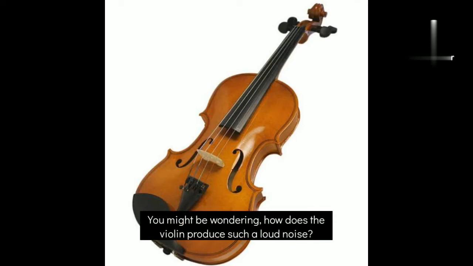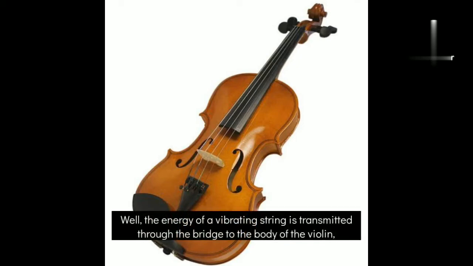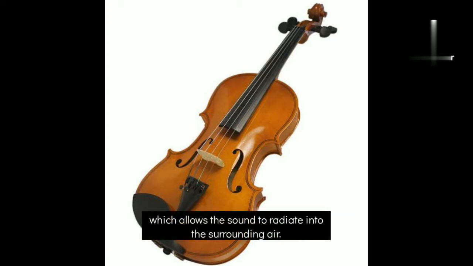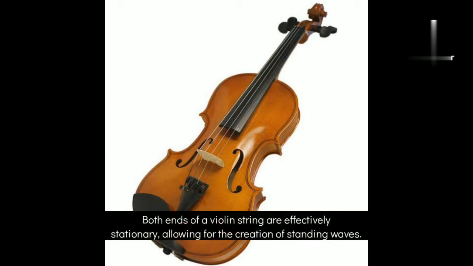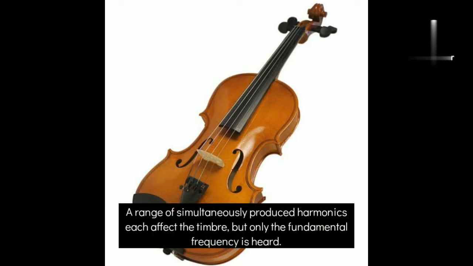You might be wondering, how does the violin produce such a loud noise? Well, the energy of a vibrating string is transmitted through the bridge to the body of the violin, which allows the sound to radiate into the surrounding air. Both ends of a violin string are effectively stationary, allowing for the creation of standing waves. A range of simultaneously produced harmonics each affect the timbre, but only the fundamental frequency is heard.